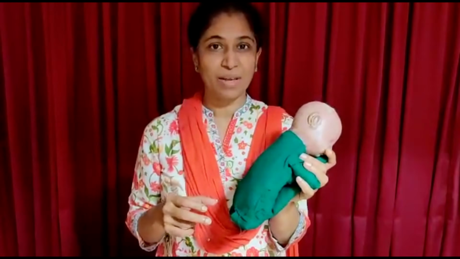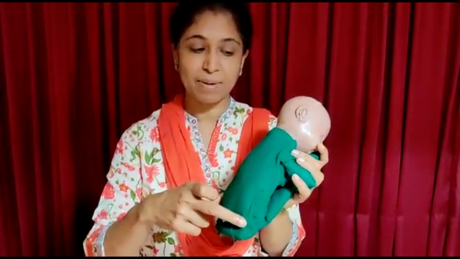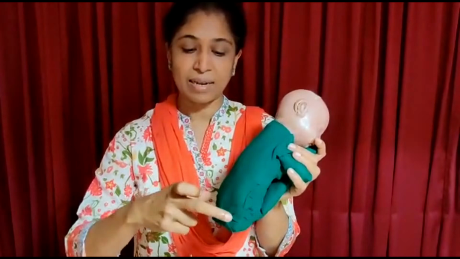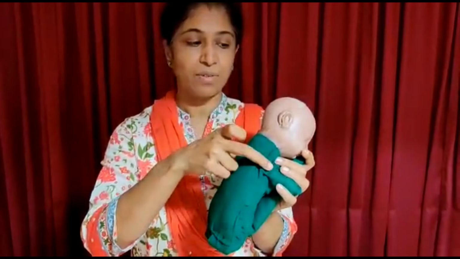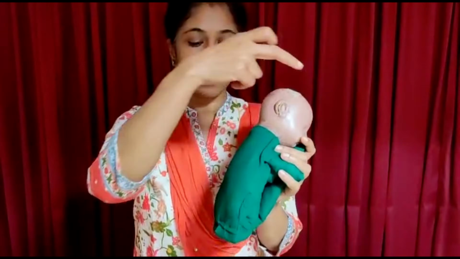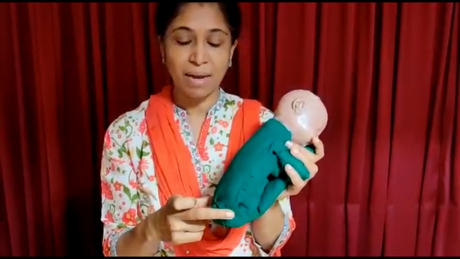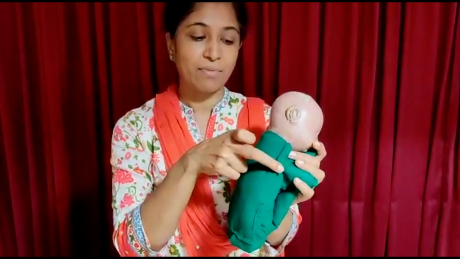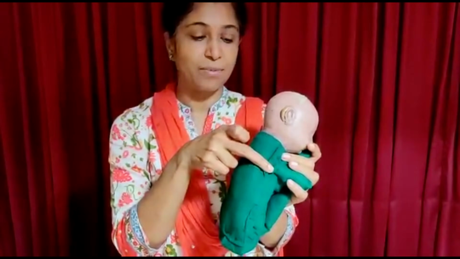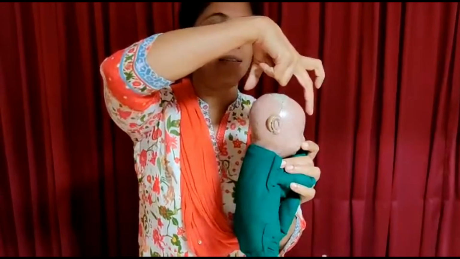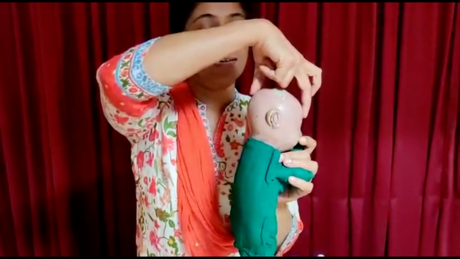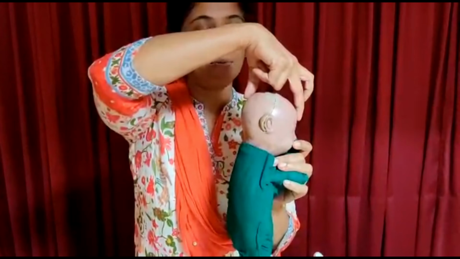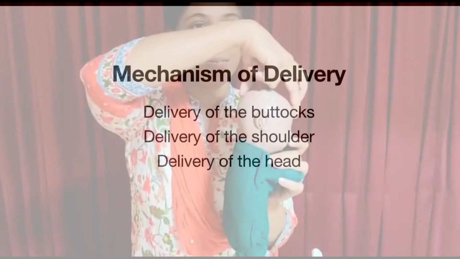The mechanism of labor in breech presentation takes place at three different places: at the level of the breech, at the level of the shoulder, and at the level of the head. At the level of the breech, it is bitrochanteric diameter, which is 10 centimeter. At the level of the shoulder, it is bisacromial diameter, which is 12 centimeter. And at the level of the head, it is suboccipitofrontal diameter, which is 10.5 centimeter.